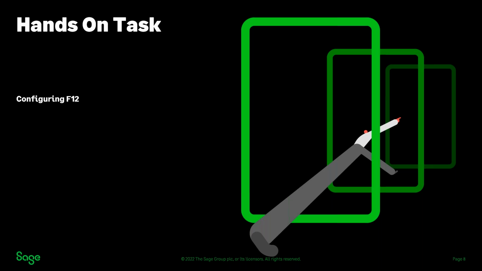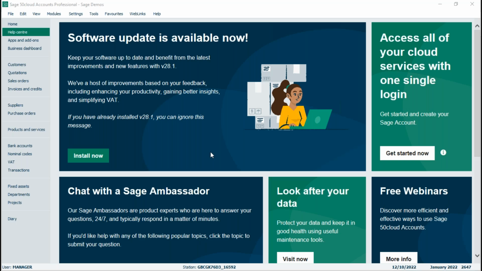We'll go back to Sage 50. There we go. Some of you may be familiar with this already, but when you're working in your software, all of your function keys have a use. Now, F11 and F12 do have a default use, but you can actually configure them to do something a little bit different. So I'm going to show you how to do that, and then show you some code that you can pop in there just to make your life that little bit easier.